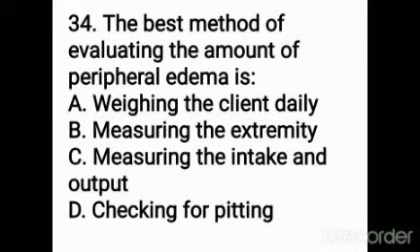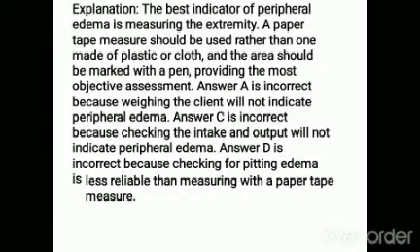Question number 34. The best method of evaluating the amount of peripheral edema is, options are: A, weighing the client daily; B, measuring the extremity; C, measuring the intake and output; D, checking for pitting. Correct answer option B, measuring the extremity. Explanation. The best indicator of peripheral edema is measuring the extremity. A paper tape measure should be used rather than one made of plastic or cloth, and the area should be marked with a pen, providing the most objective assessment.